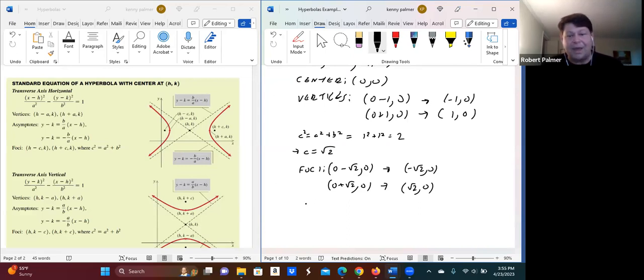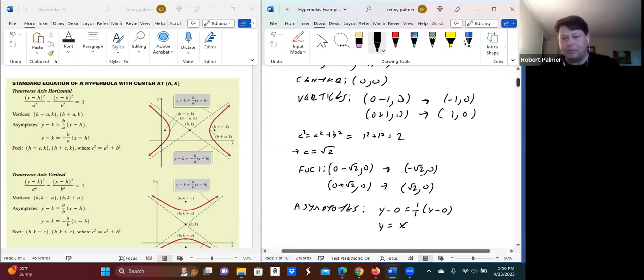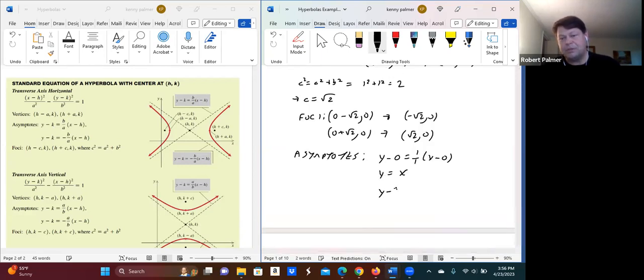And then finally, let's find our asymptotes. So this is something that an ellipse does not have. And to find those, once again, we have b and a are both 1. K and h are 0. So we have two asymptotes. We're going to have basically y minus 0 is equal to 1 over 1 times x minus 0. And so that's just going to be y is equal to x. And then the other one is going to be y minus 0 is equal to the negative of that. And so that's going to be y equals negative x.